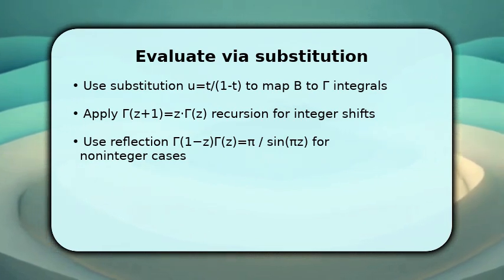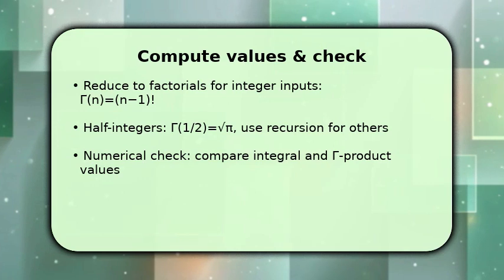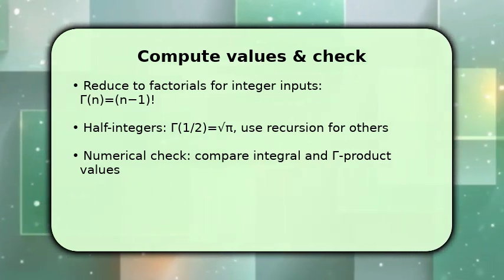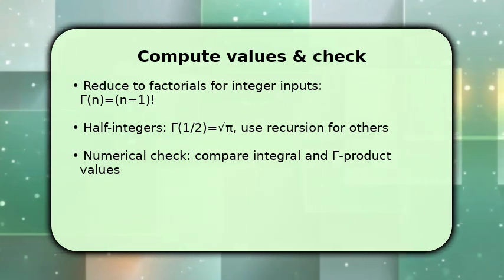You finish by computing specific values and verifying results. For integer arguments, convert gamma to factorials directly. For half-integers, use Γ(1/2) = √π and recursion to get Γ(n + 1/2).